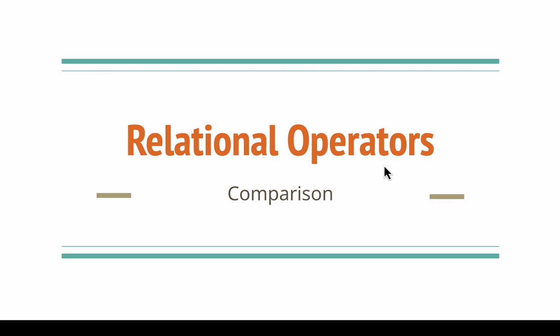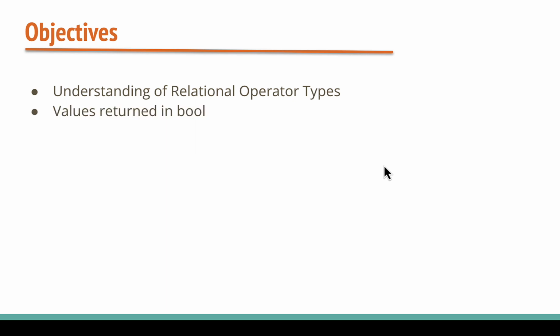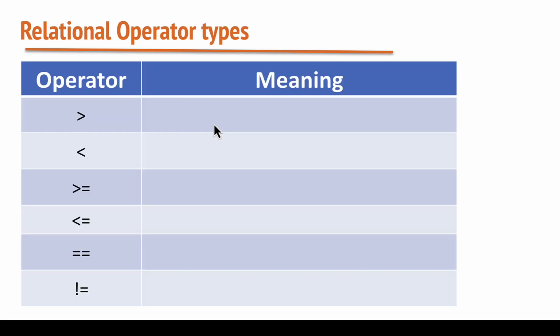Alrighty, in this segment we're going to look at relational operators, basically the utilization of comparison. So let's take a look at the objectives here. We're going to understand the relational operator types, what the value is going to be returned in a type of bool. We're going to look at the operators, and this is something that you should be familiar with from math class.